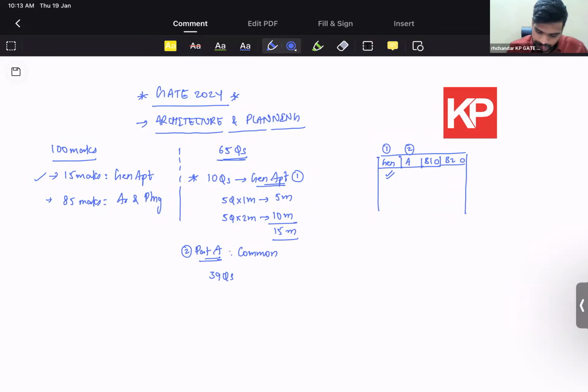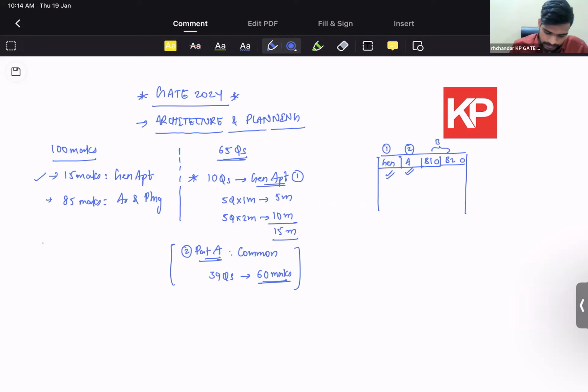So there are a total of 39 questions in part A, and the overall weightage of these 39 questions would be 60 marks, which includes both 1 mark and 2 mark questions. So that is about part A, which is a common part for everyone. Now, part B1 and B2 come under section B. You have two parts, B1 and B2.